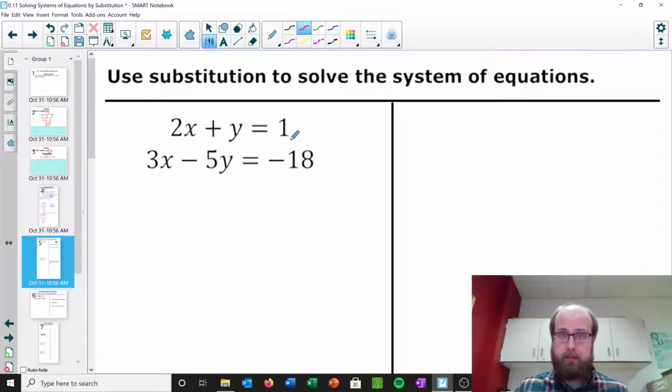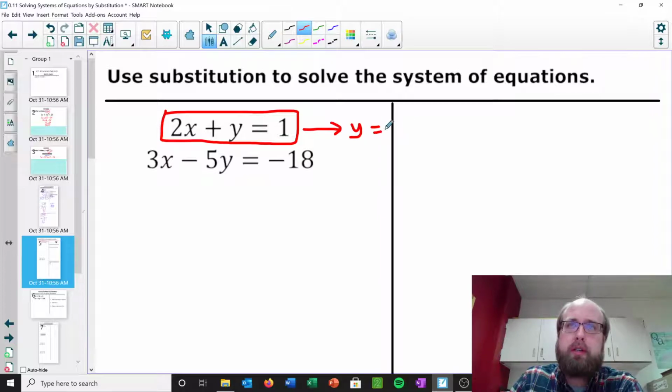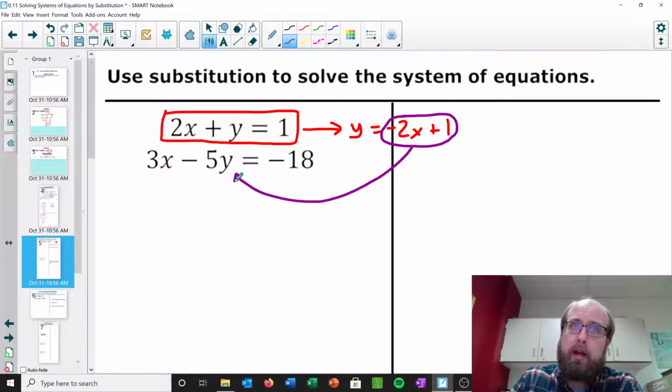Now, normally, each year, we kind of talk about, you can get this, you can make this work. Because what could we do to this first equation? Well, what if I went ahead and I subtracted 2x from both sides? We'd end up with y equals negative 2x plus 1, right? If I subtracted that 2x to the other side. And then what we could do is we could say, well, now I know y equals negative 2x plus 1, and I can take that and plug it in for y.